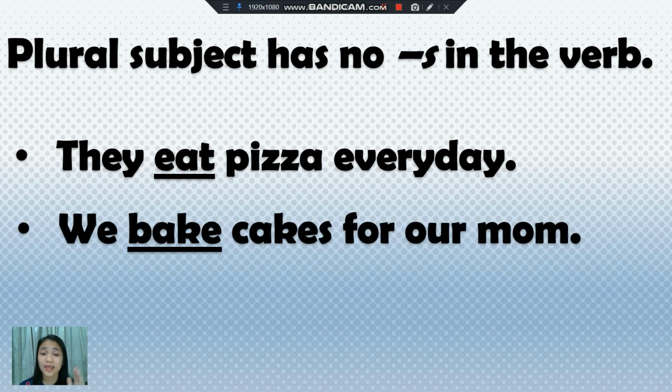Next, we bake cakes for our mom. So we is a plural subject. More than one, two or more, or many. That's why the verb bake doesn't have an S. It's only bake.